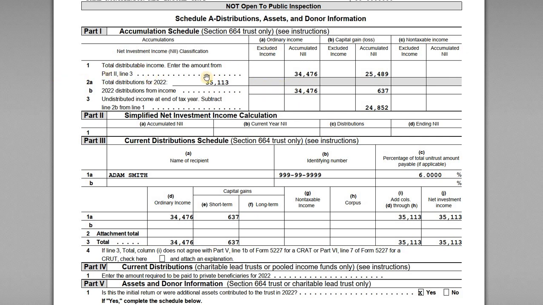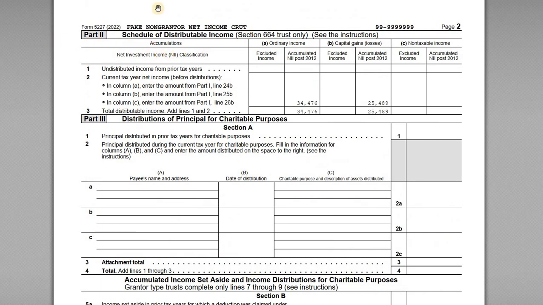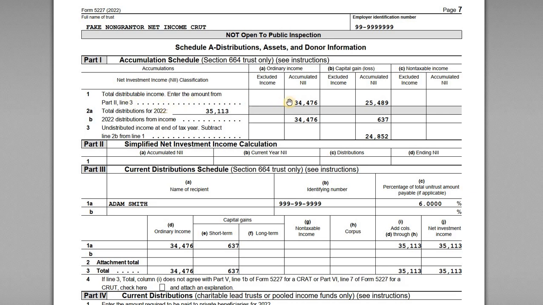We first pull the line 1 numbers from page 2 of the 5227. So it's asking us to enter the amounts from Part 2, line 3. So if we go back up to Part 2, the schedule of distributable income, remember how we calculated these after allocating the deductions. We have our total distributable income available in the ordinary category and in the capital gain category, and so those numbers get reported here in Part 1. So we've got the $34,476 in ordinary income, the $25,049 in capital, and then the total amount of distributions that were paid to Adam during the year.